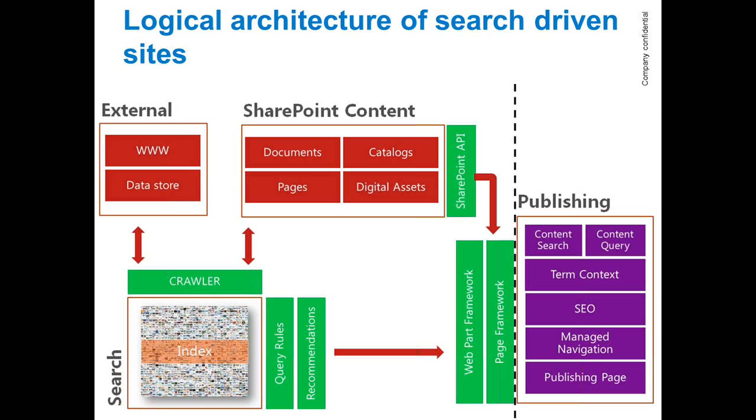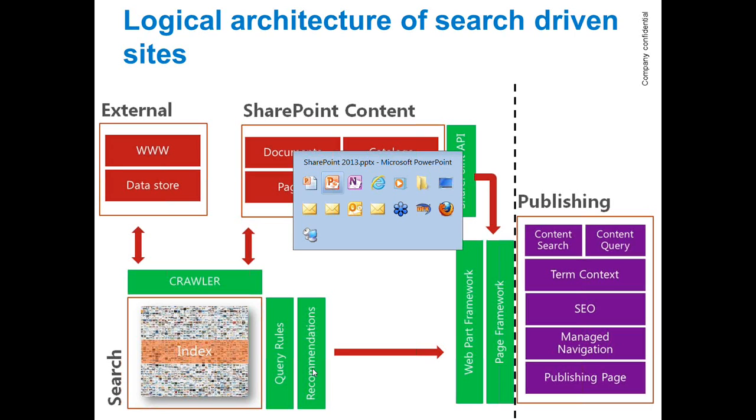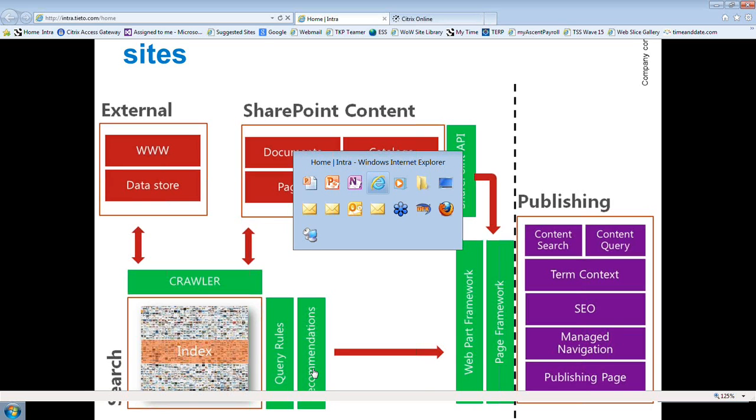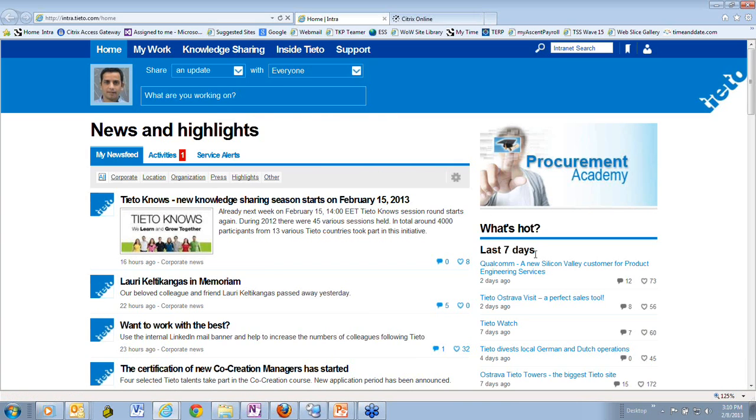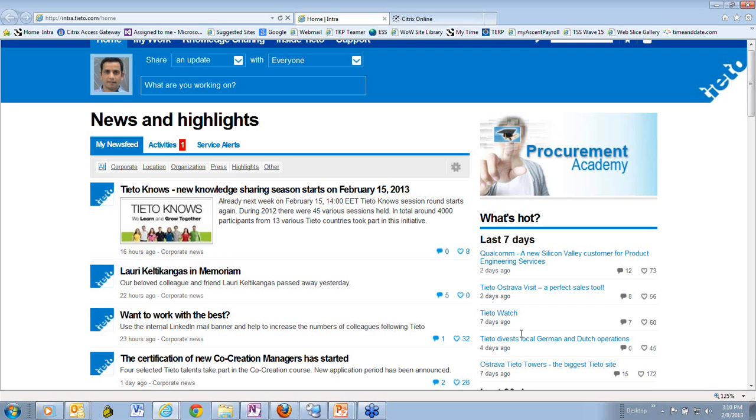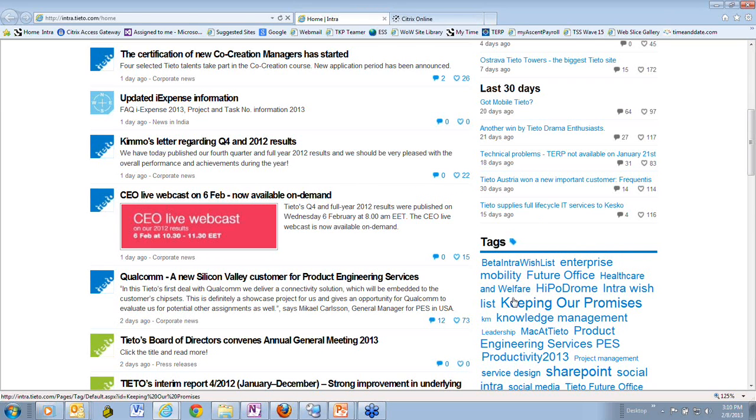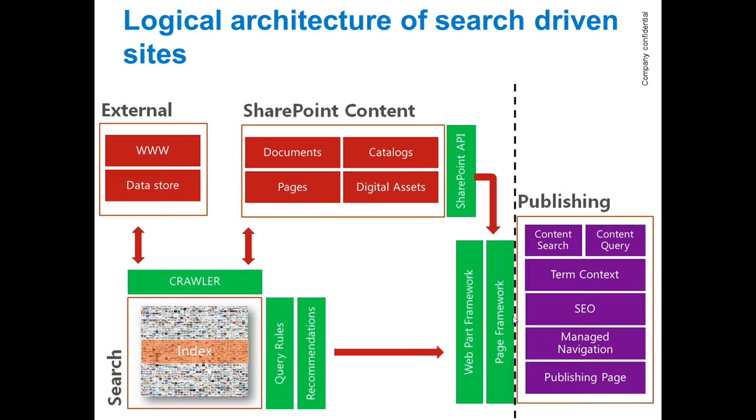For example, query rules, recommendations, website framework, page framework, SharePoint APIs. I'll just talk briefly about query rules and recommendations. You saw the Tieto site which I've shown you. I'll just switch back to the site. If you see this part, it says last 7 days, what's hot, last 30 days. What is this? In a typical way, these are recommendations.